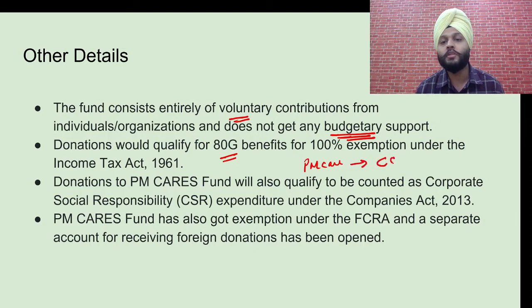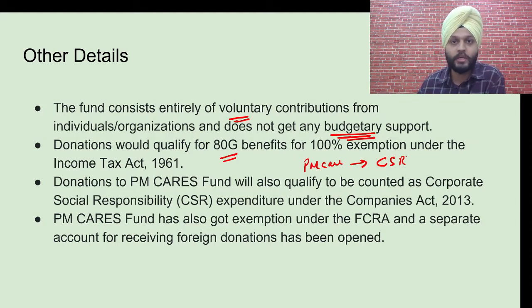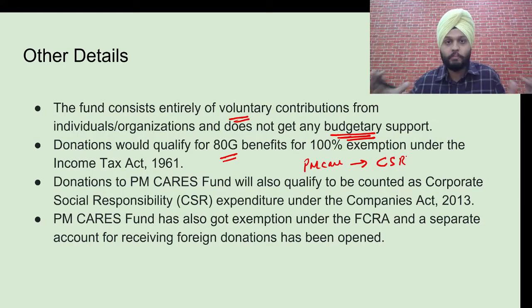will go as corporate social responsibility. So even companies like Airtel, Reliance, all those companies, they have to spend 2% of their income in the form of CSR. So they can give this to the PM Cares Fund, considering the nature of the pandemic. So they will be given this concession.